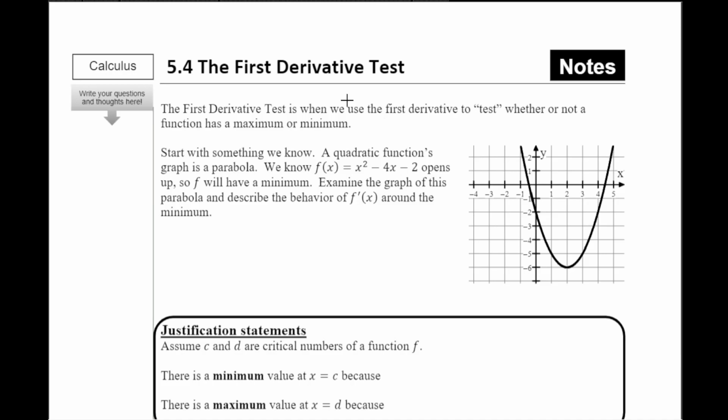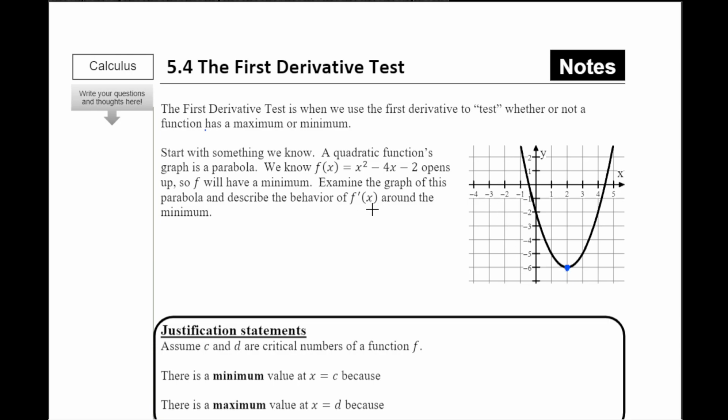So we are working on more on the first derivative test right now. The first derivative test is when we determine whether or not a function has a maximum or a minimum. So start with something we know. We have a quadratic function here, which is a parabola. This opens upwards, so we know f will have a minimum. There will be a minimum right here.